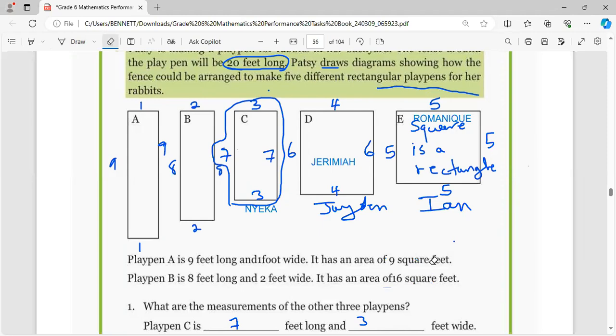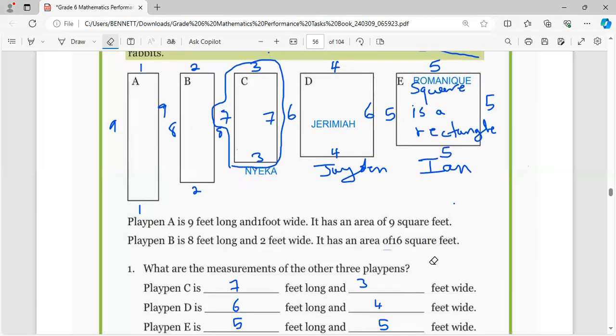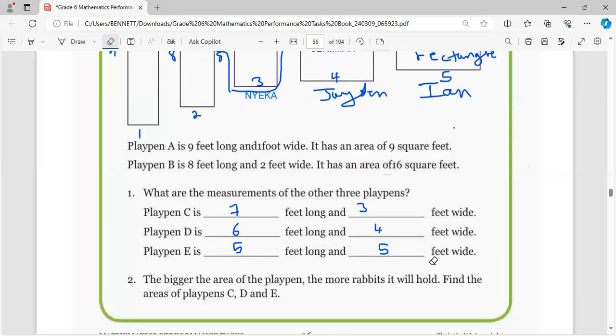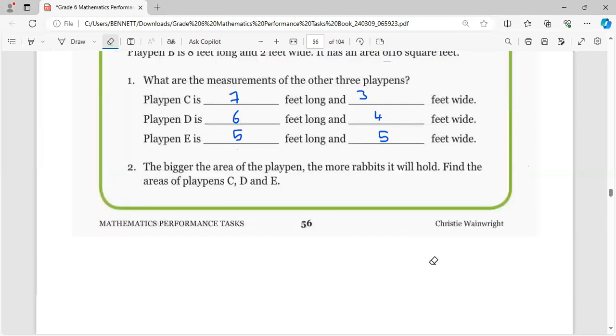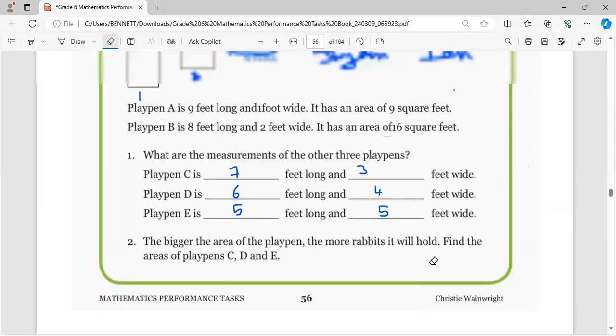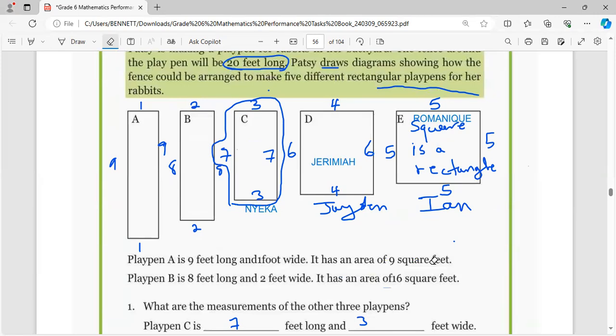Alright? You're supposed to multiply, like find the area. Yes, for C, D, and E. You have to find the area. Alright, so Nika, we're gonna take yours, your explanation.